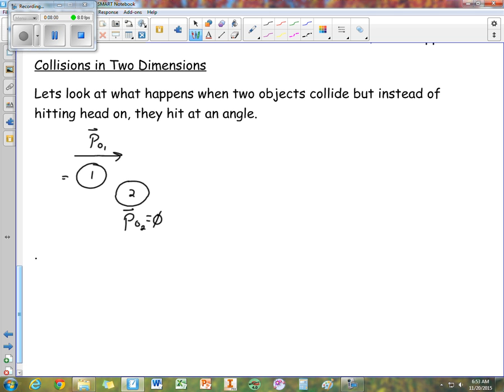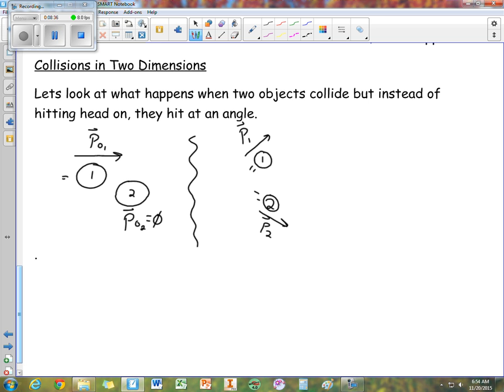So what's going to happen is when they collide, they're going to travel in different directions. So here's our collision. Object 1 is going to go off in this direction with some final momentum. Object 2 is going to go off in that direction with some final momentum. Well, with conservation of momentum, all of the initial momentum has to equal all of the final momentum.